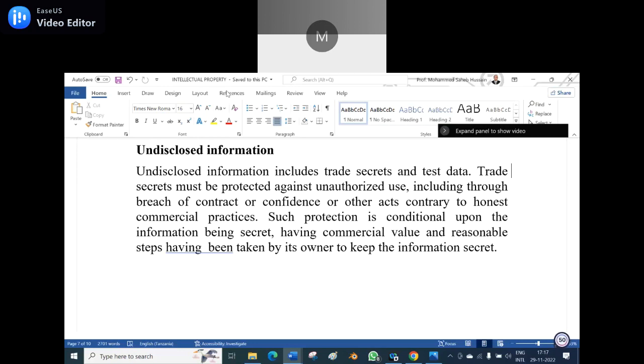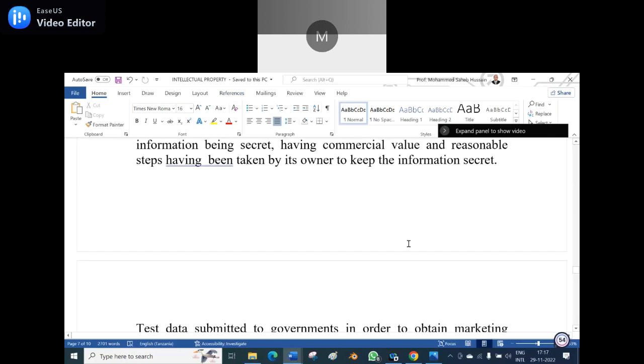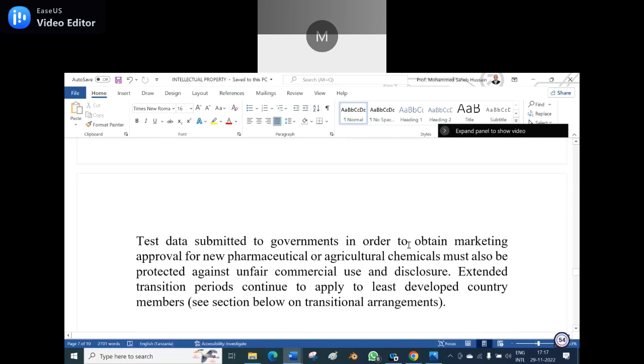Such protection is conditional upon the information being secret, having commercial value, and reasonable steps having been taken by its owner to keep the information secret. A person who invented such a secret will try to keep it from being exploited by other people. That's the reason they try to protect it under the Patent Act if it is an innovation of a particular nature. If it is a product, they can use a trademark if trade is concerned.